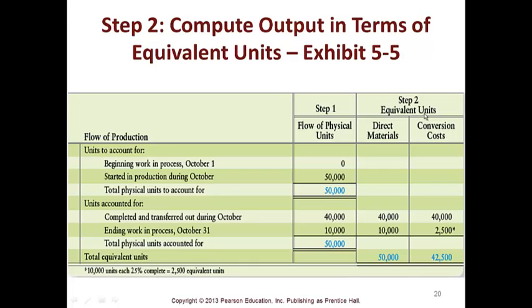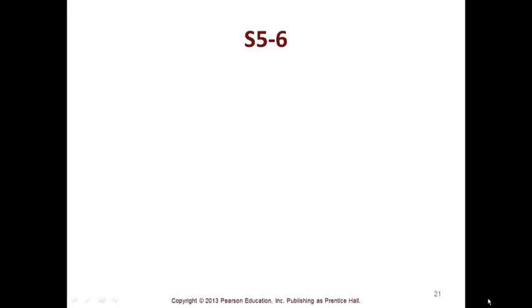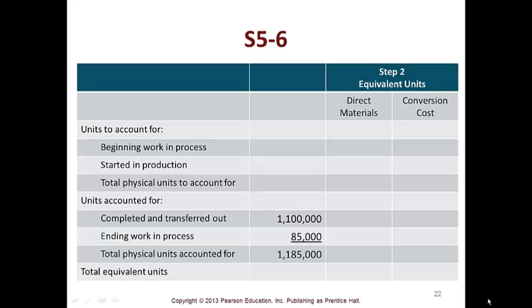In step 2, you talk about conversion cost, which in Exhibit 5.5 they tell you that 10,000 units each were 25% complete, so you have 2,500 units, leaving you with total equivalent units in the conversion cost column if you're looking at Exhibit 5-5. So let's do that in S5-6.